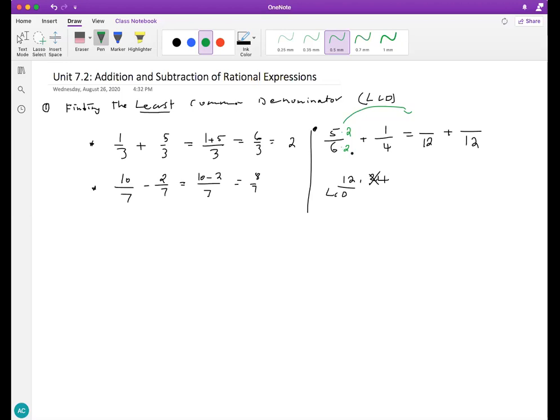So it's 6 times 2. That's 12. 5 times 2 is 10. So the first fraction turns into 10 over 12. Now we're going to do the same thing here.